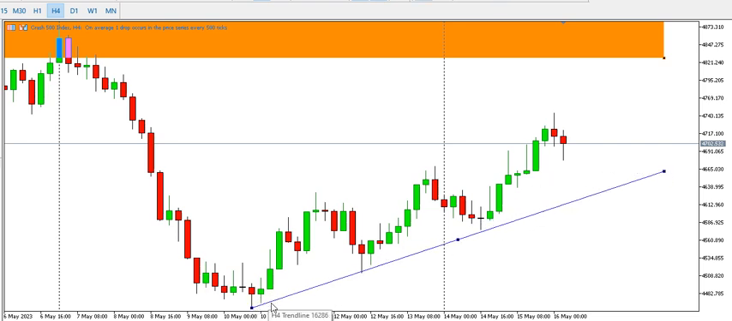Look at this three-drive pattern. Okay, the low, higher low, higher low. The three-drive pattern is sending price up. So you might consider buying for now.